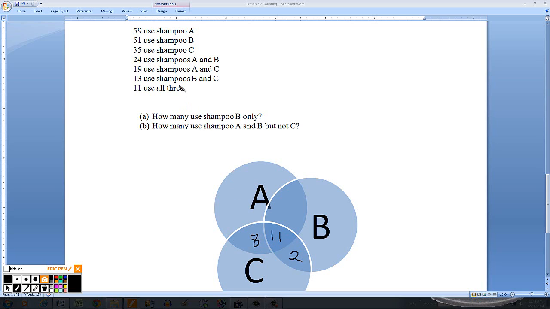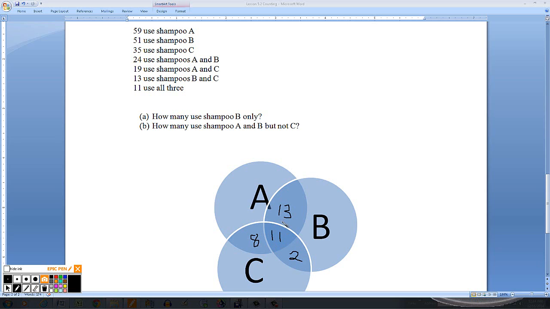Okay, and then we go to the next one. 24 use shampoos A and B. So A and B would be this region right here, where I have 11 and the region right above that. That should be a total of 24. Since I already have 11 there, I need 13 to make 24. So this will be 13. Okay, so I have that.